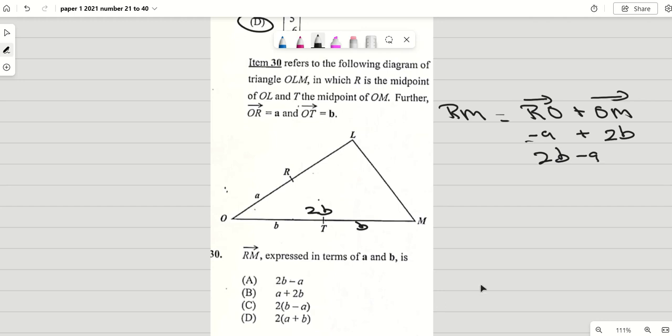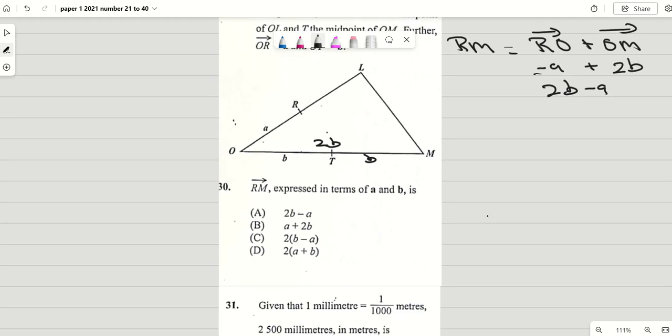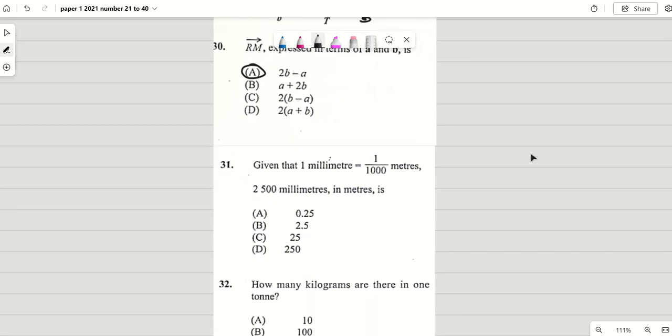We're looking for that answer. If we look, that is A, 2B minus A. Right, option A. Number 31 is repetitive, right? We've seen this already. The answer is B, but we'll do it.